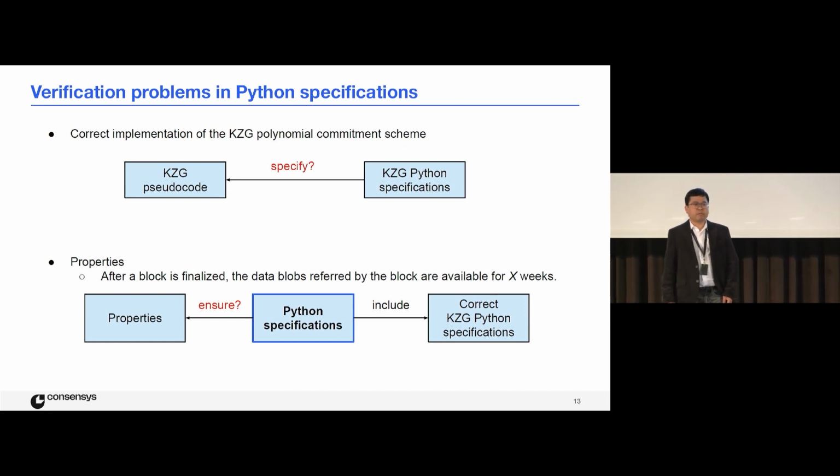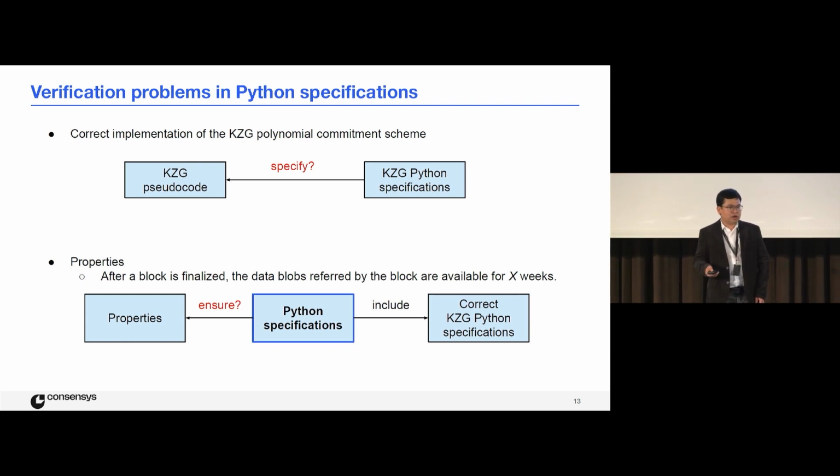And we want to solve the problems related to the Python specs. The first thing is to show that the Python specs for the KZG specification are a correct implementation of the pseudocode. Second, we want to show that the Python specifications for this EIP satisfy some properties. For example, after a block is finalized, the data blocks referred to by the block are available for X weeks. Note that we can start working on the second problem only if we finish the first step, because the Python specifications for the EIP 4844 include the KZG Python specifications.